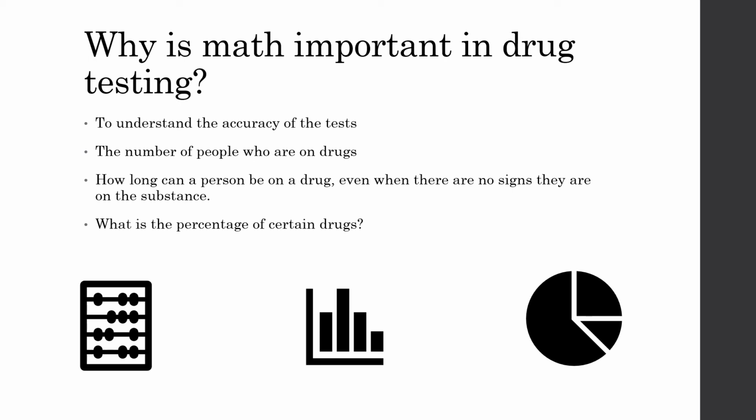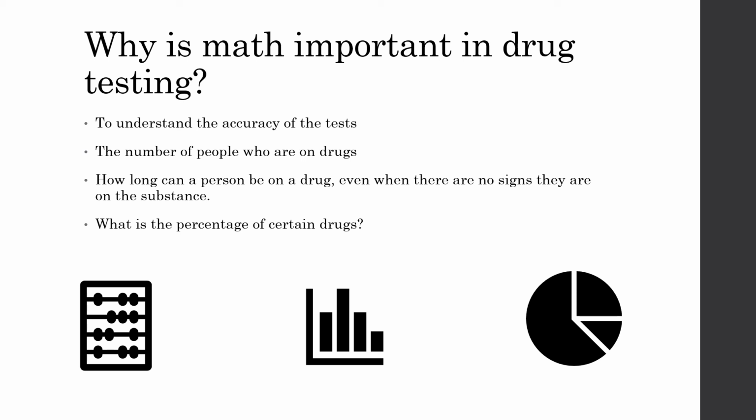Another point is how long a person can be on a drug, even when there are no signs they are on the substance. So a lot of doctors actually use this point because when they do give out opioids, they are very addictive. So they use a certain percentage of a time that people have been on drugs versus when they've been off of the drug. That way they can determine how long a person that they prescribe these opioids to, what is a safe area for these people to be on certain drugs. And other things too, like if a person's intoxicated, how long does it actually take for them to sober up enough to drive home, or how much is too much, basically.